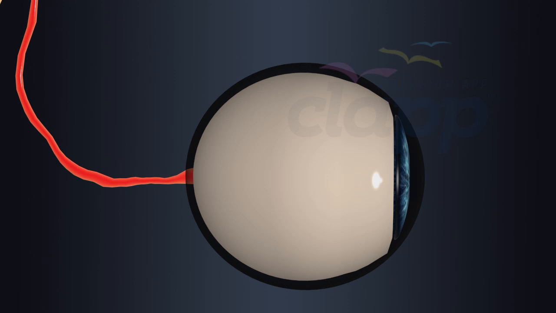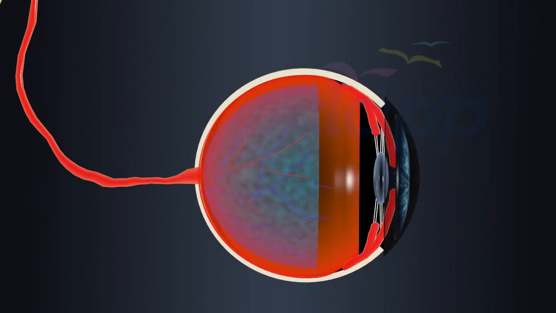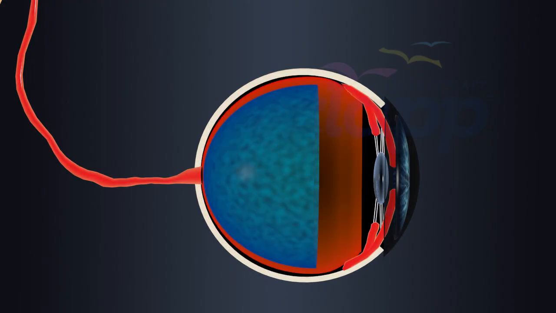The internal structures of the eye consist of 3 layers of tissues arranged concentrically. Exterior layer, middle layer, inner layer. These are the 3 layers of the eyeball wall.